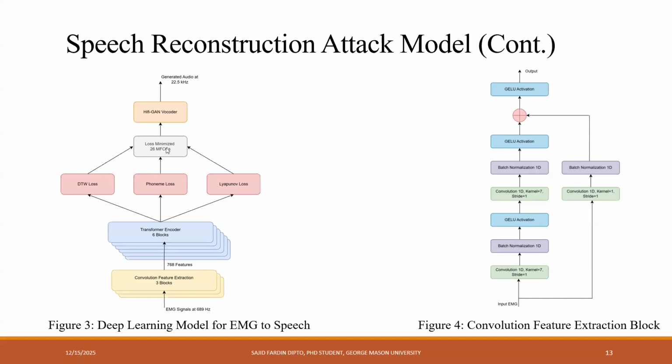We have the predicted features, which are represented by mel frequency cepstral coefficients, and we also have the cepstral coefficients from the target audio, so we minimize these losses. After that, we send the predicted features into the HiFi-GAN vocoder, and we generate the speech. On the right side, we can see the convolution feature extraction block, where I have used 2 convolution blocks in the forward network and a residual connection also. And this is my architecture.